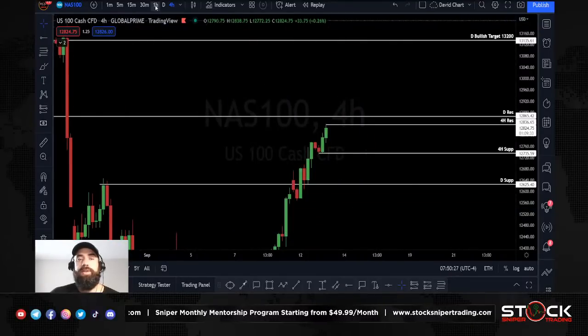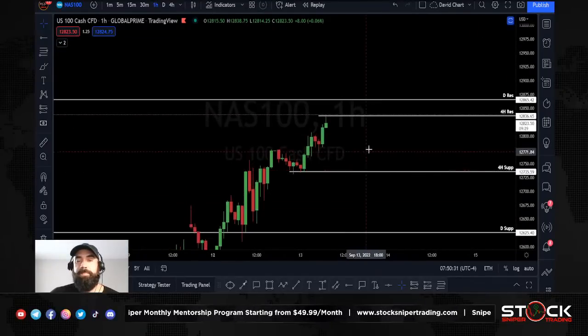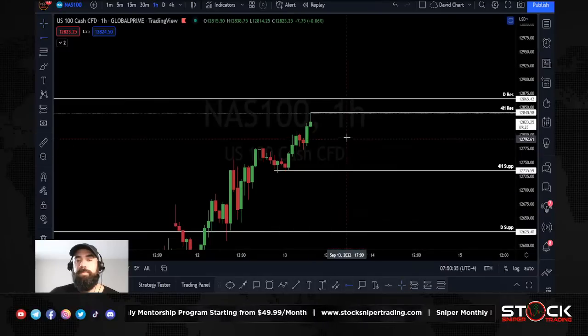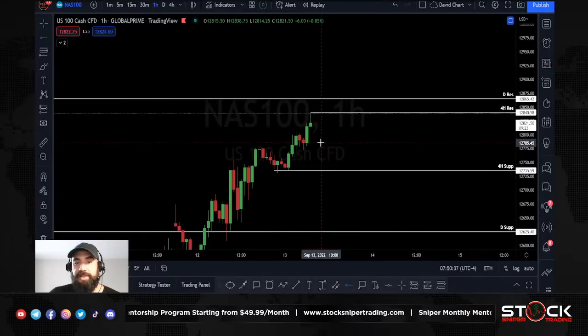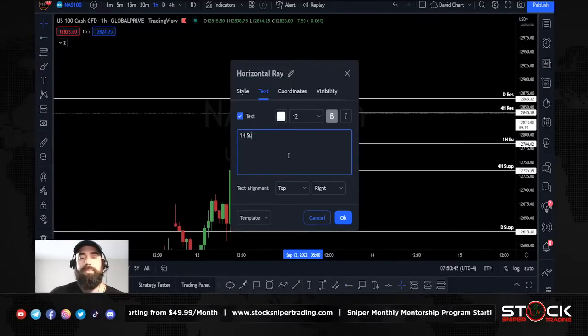And we'll take a peek at the hourly. Nice hourly resistance coming in just probably below, and I see some nice hourly support here starting to hold. Right, 1-hour support.